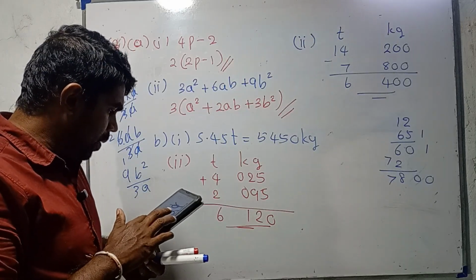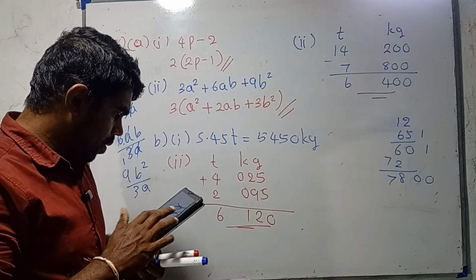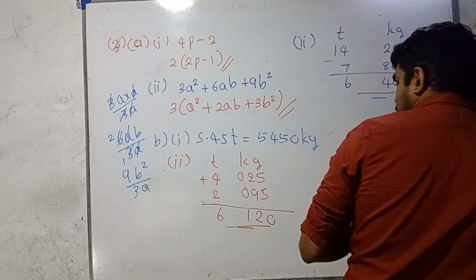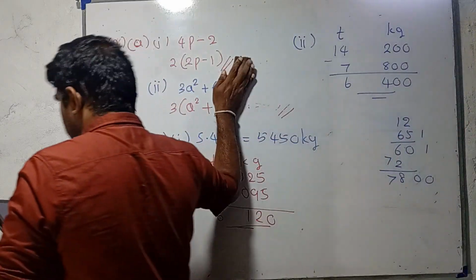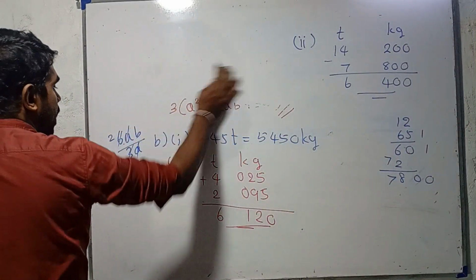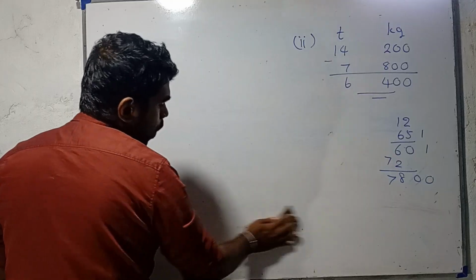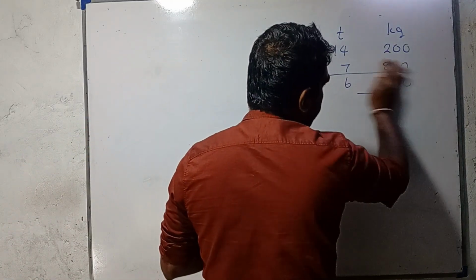Then question number 3. There are two plane figures. We have to find the perimeter. Question number 3, part A. When finding perimeter, we have to add all boundaries, the lengths of all boundaries.